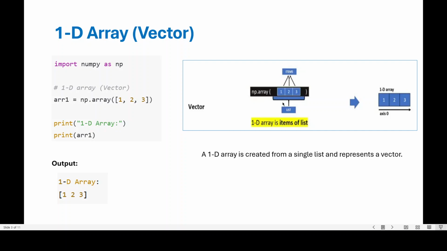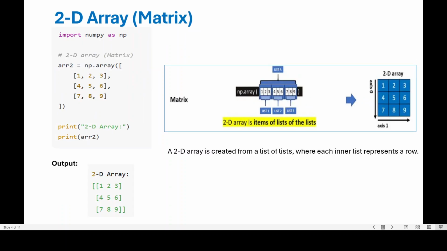This type of array is commonly used for storing student marks, monthly sales figures, temperatures, or any linear sequence of values. The important point to remember is that whenever a single list is passed to np.array(), NumPy creates a one-dimensional array. Next, we are going to discuss the two-dimensional array.